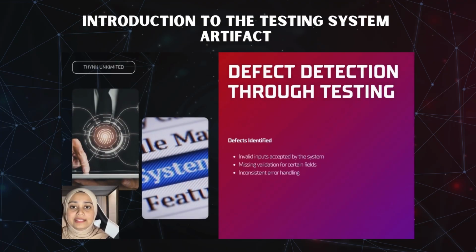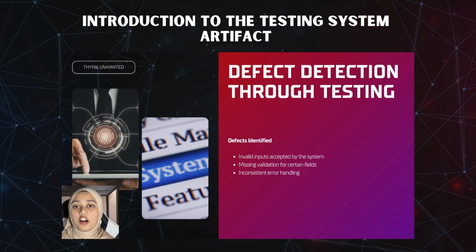Defect detection through testing. One important outcome of this testing activity was identification of real functional defect. Firstly, some invalid input were accepted by the system when they should have been rejected. Secondly, there was missing validation for certain fields, especially when user enter the number, symbol, or incorrect format. Thirdly, in some cases, the system showed inconsistent error handling, where the error message were unclear or not displayed properly. This issue may confuse the user and affect usability.